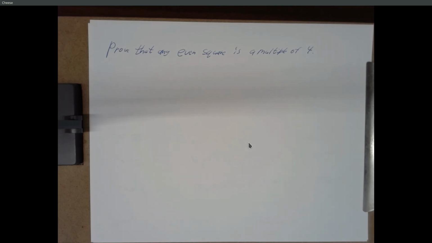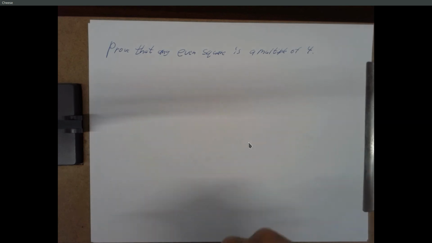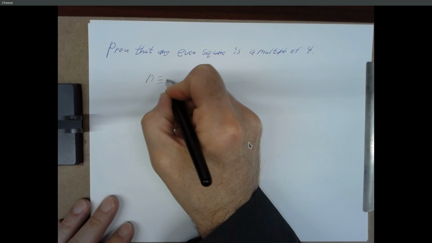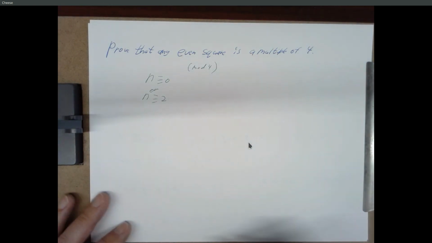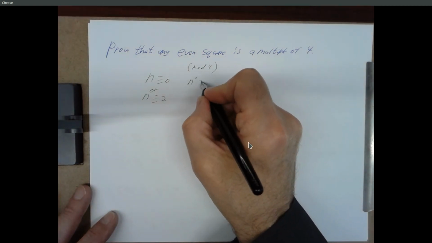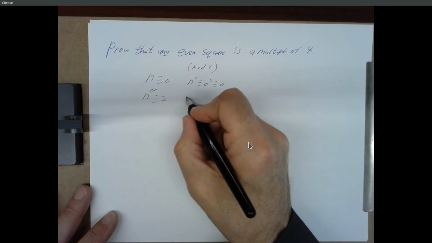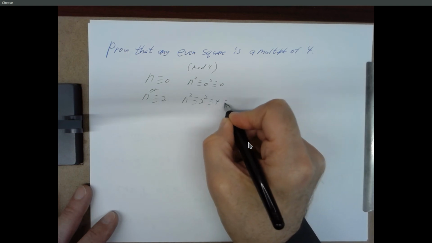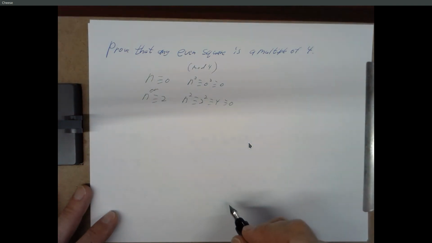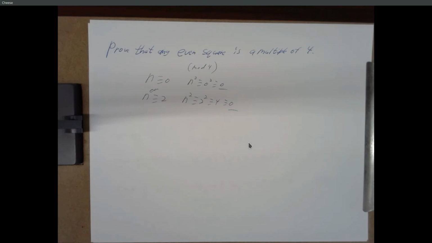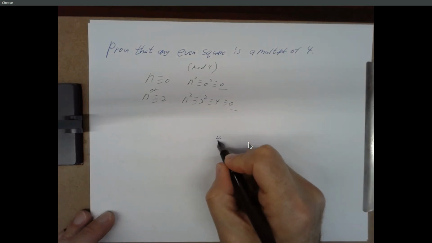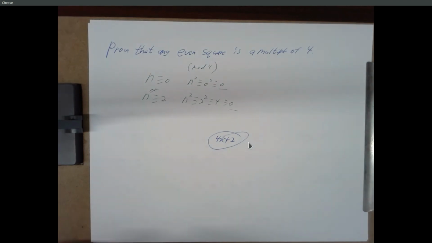So yeah, once you see it, this one is just a few lines. Since this is an even square, either n is congruent to 0 or n is congruent to 2, working mod 4, because we're interested in divisibility by 4. If n is congruent to 0, n squared is 0 squared, which is 0. If n is congruent to 2, n squared is 2 squared, which is 4, which is also congruent to 0. And so as long as n is an even number, or its square is even, then that square is divisible by 4. So you never find a square in the form of 4 times something plus 2, which is kind of interesting.